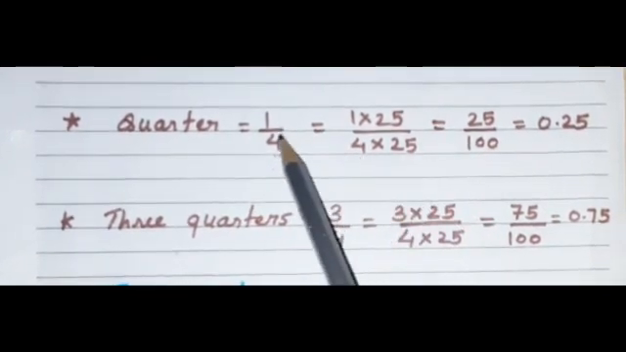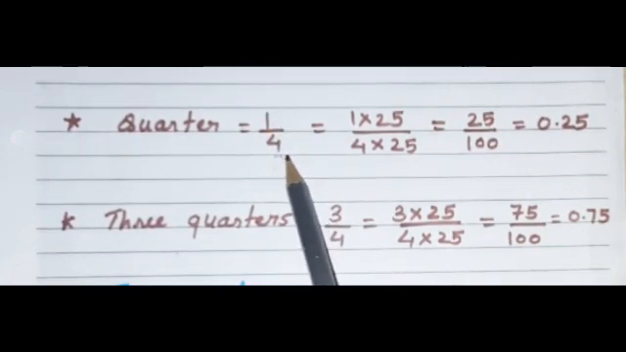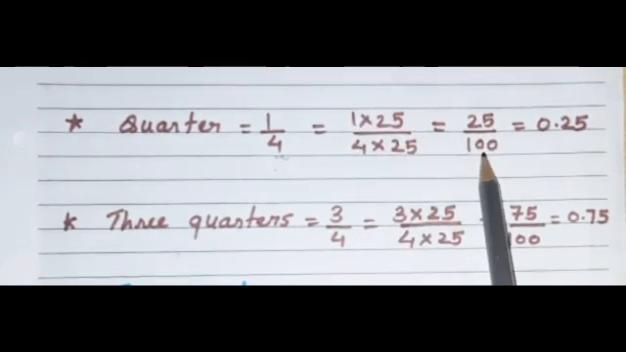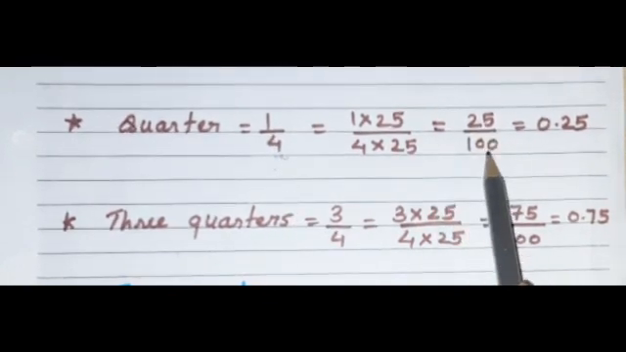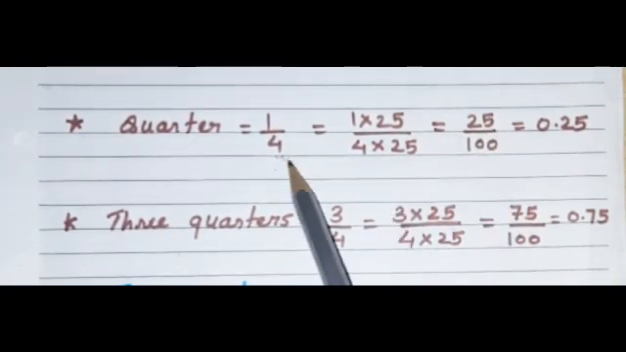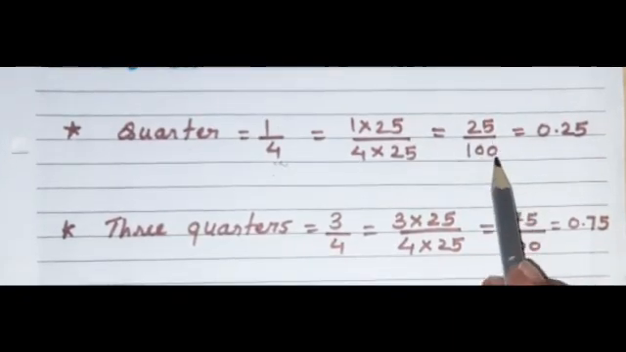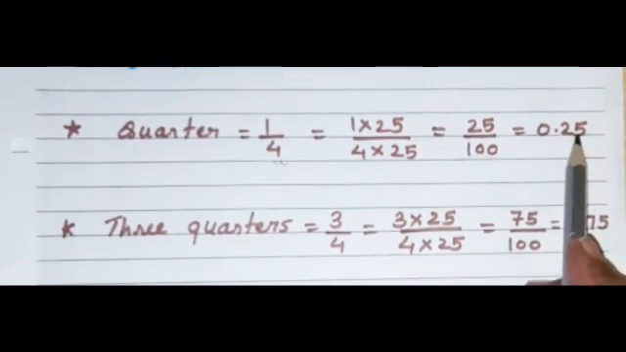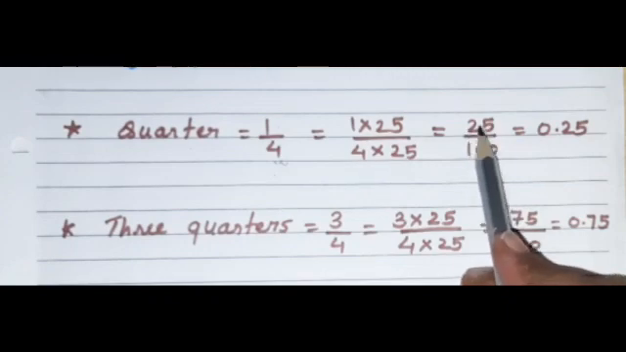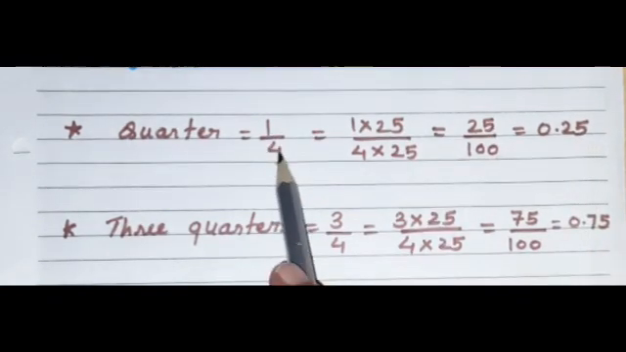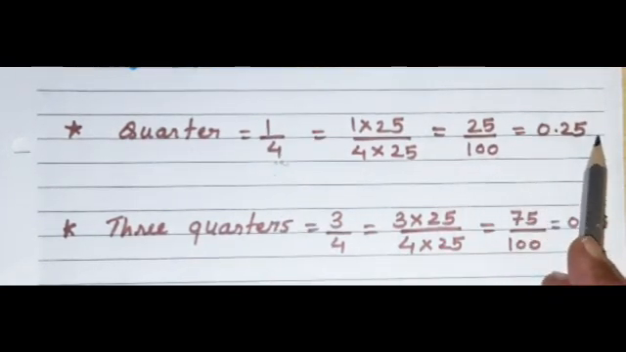So here multiply 25 with numerator and 25 with denominator. 25 1s are 25 and 25 4s are 100. Now denominator is 100. So 1/4 is equal to 25/100. 25/100 is the equivalent fraction of 1/4. 25/100 is written as 0.25 in decimal form. Here are 2 zeros, so put a point before these 2 digits. That is 0.25. So 1/4 is equal to 0.25.